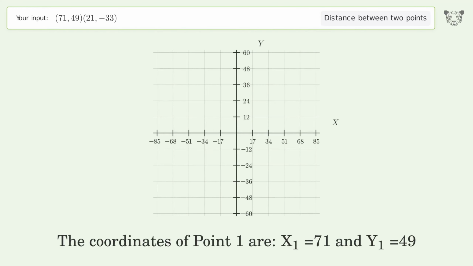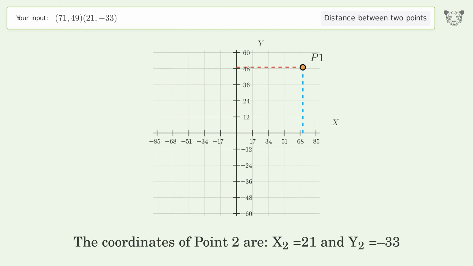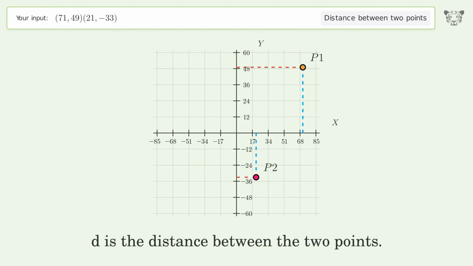The coordinates of point 1 are, x1 equals 71 and y1 equals 49. The coordinates of point 2 are, x2 equals 21 and y2 equals -33. D is the distance between the 2 points.